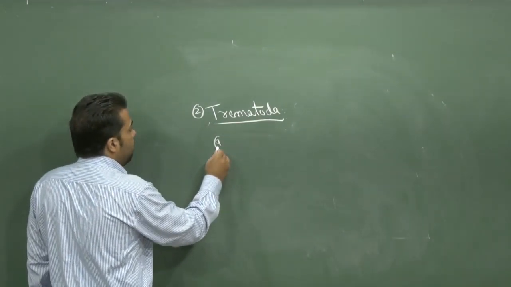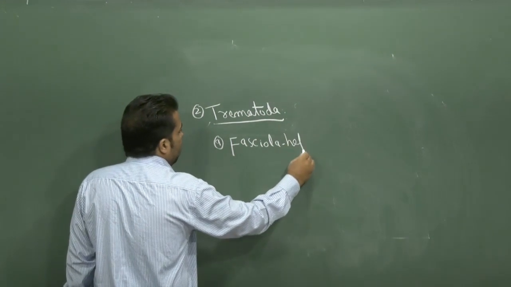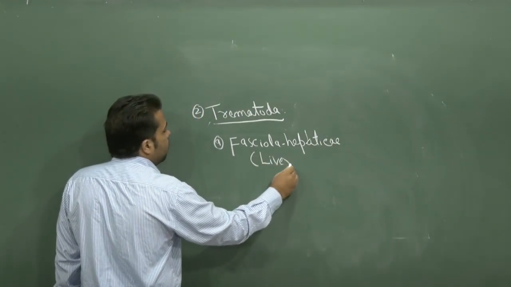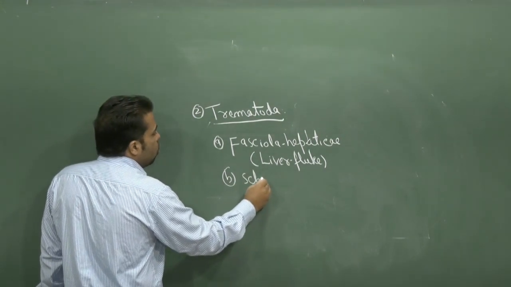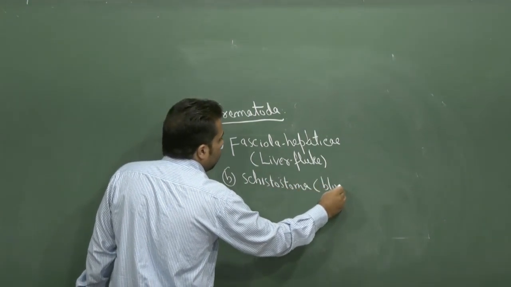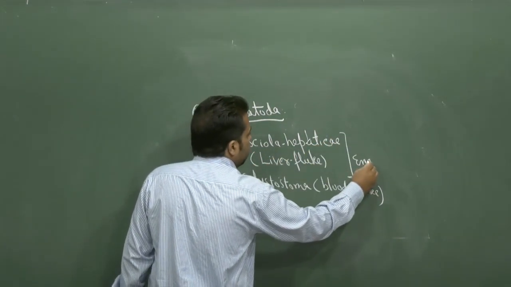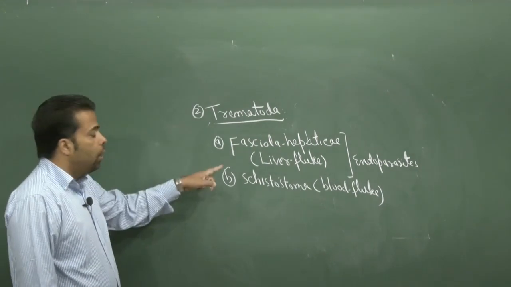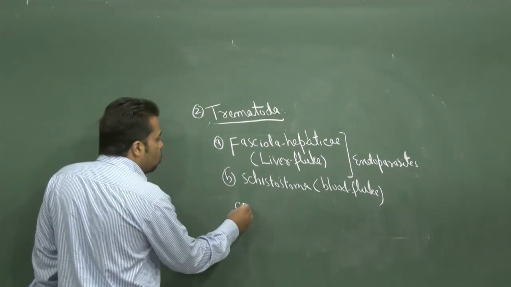The first example is Fasciola hepatica. It is called the liver fluke, an endoparasite. The second example is Schistosoma. It is called the blood fluke. So these are two examples of endoparasites. They live inside the body of organisms. Fasciola hepatica is the liver fluke. Schistosoma is the blood fluke. And the third example is Diplozoon.